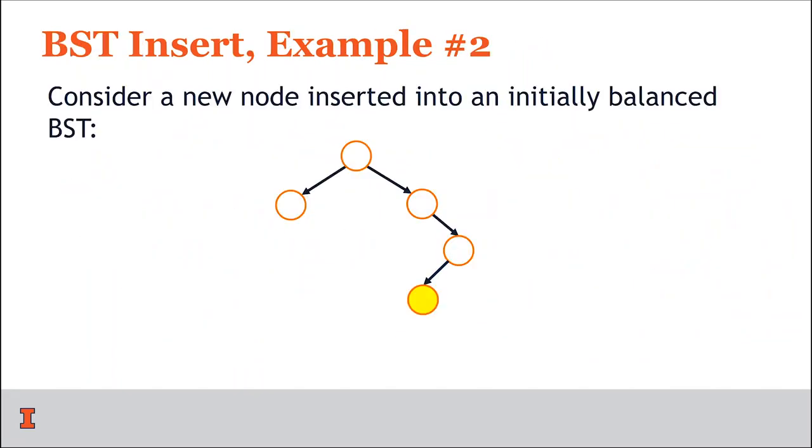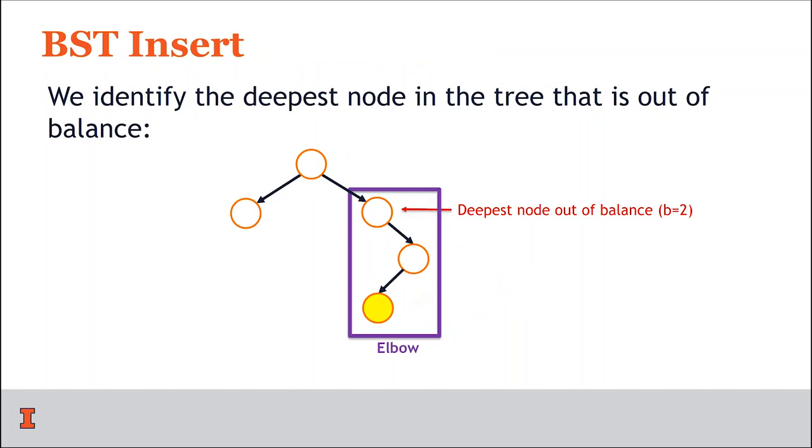Let's consider a second example. This is going to be very similar, but instead of having a node added to the left, we have a node added to the right. If we identify the substructure that has the problem, the deepest point of imbalance is now here. It's no longer the root node, but this node has a balance factor of 2. Notice that the height of the right subtree is 2. The height of the left subtree is 0. 2 minus 0 is equal to 2.